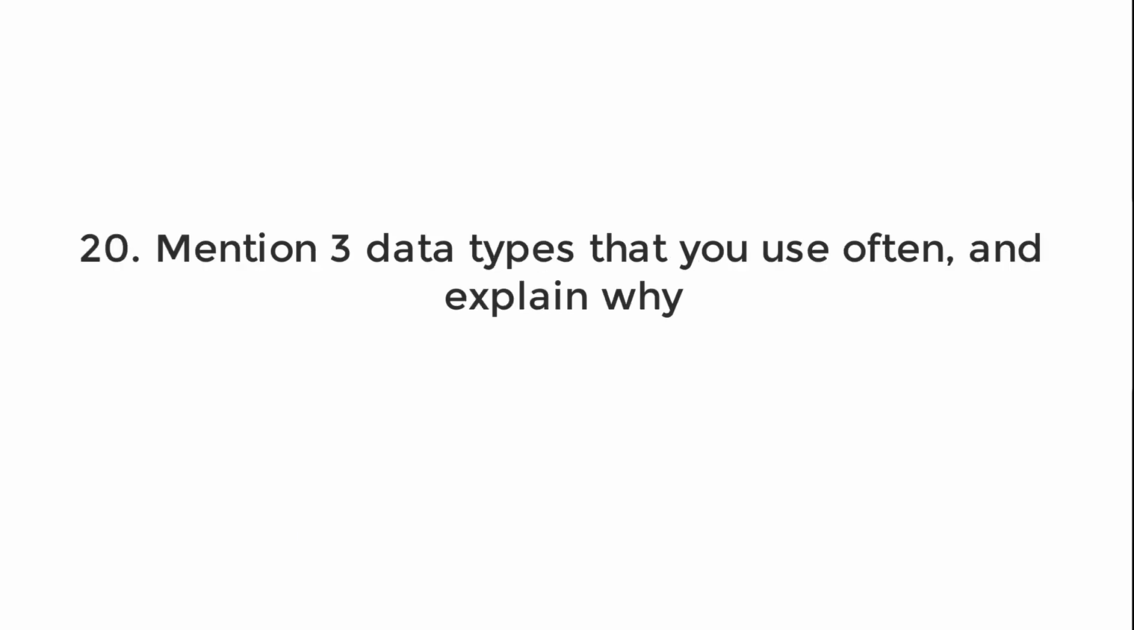Mention 3 data types that you use often and explain why. uint, the integer type, is used mainly for Ether and token transfers. Address is used for identifying humans and smart contracts. And finally, strings are used for naming things.